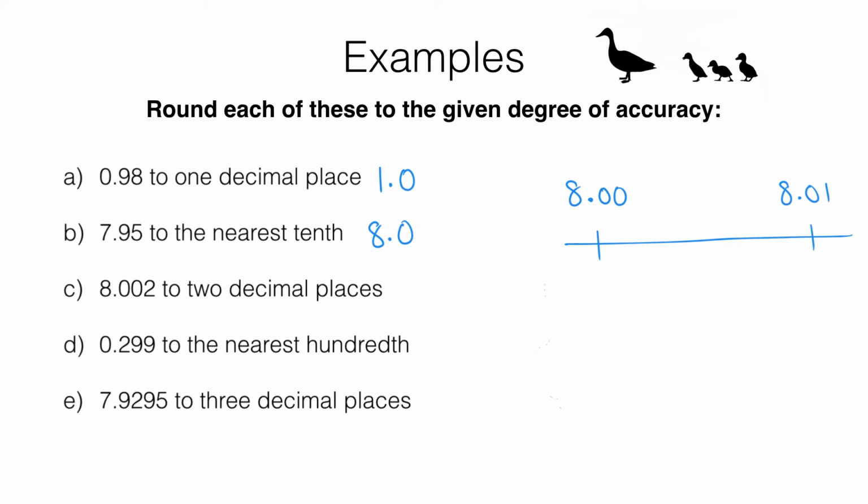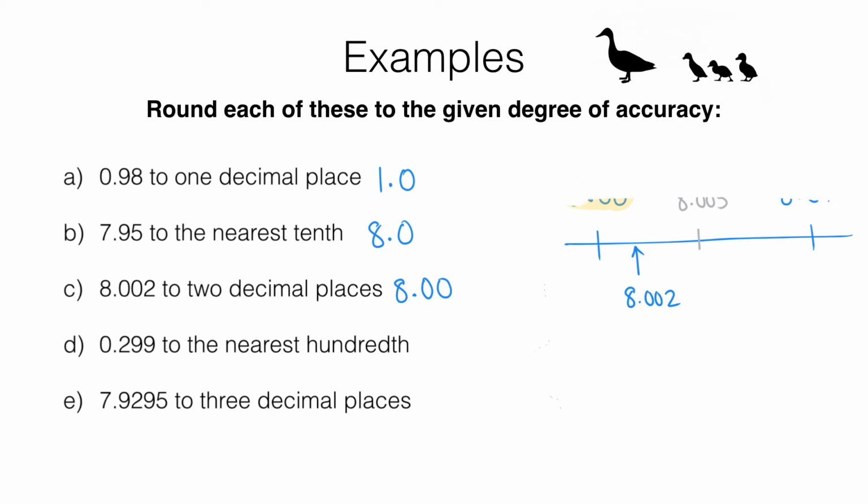What's halfway in between those? Well, it's 8.005. And 8.002 then goes here. It's less than 8.005, which means it's closer to 8.00. And because I need 2 decimal places, I must put 8.00 down for this one. I need both of those zeros. Pause the video and have a go at question D for yourself.